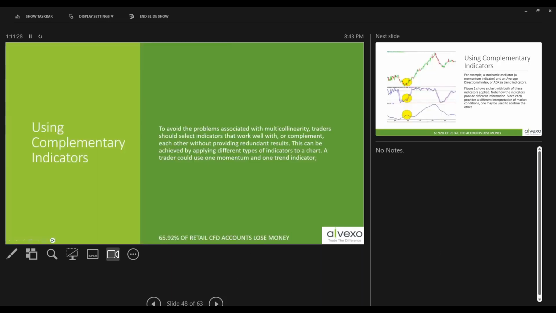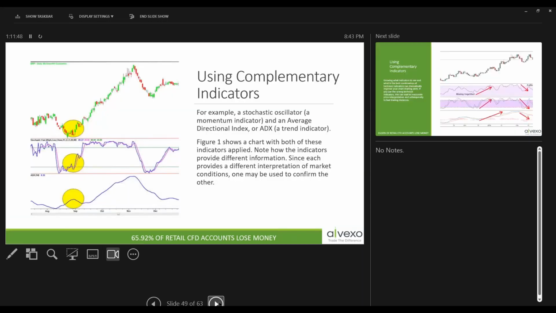But to avoid the problems associated with multicollinearity, traders should select indicators that work well with each other or complement each other without providing redundant results. This can be achieved by applying different types of indicators to a chart. A trader can use one momentum and one trend indicator. For example, a stochastic oscillator and an ADX indicator could be used.